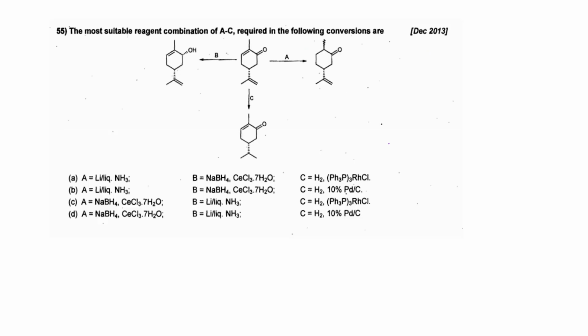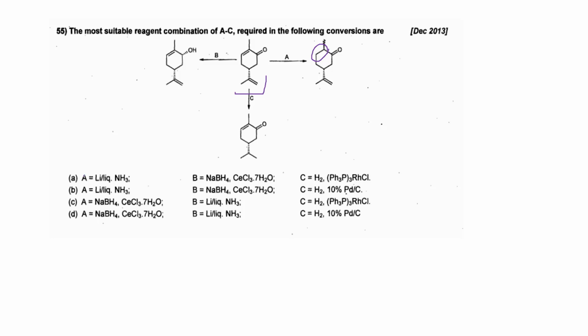The most suitable reagent combination of A to C. So in case of here, once the substrate is given. Now in case of A, this alpha beta unsaturated double bond is getting reduced, not this one. So this is only possible for Birch reduction.